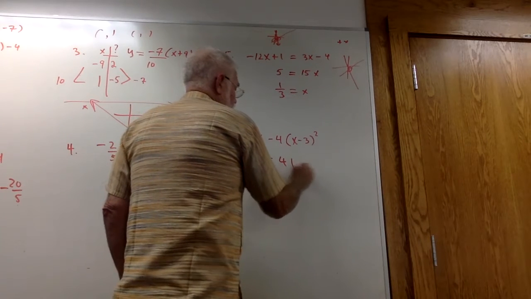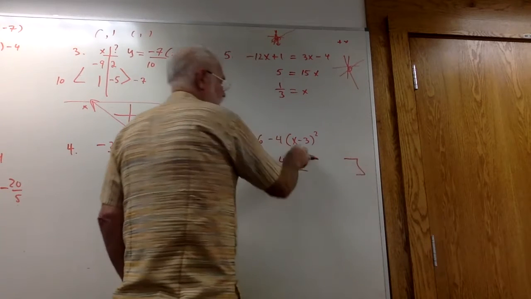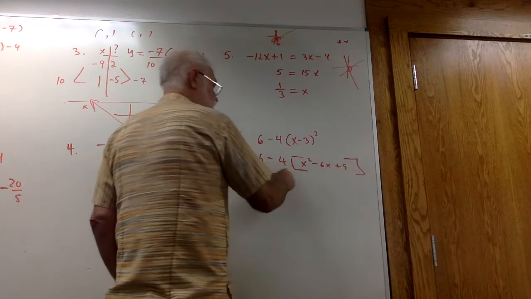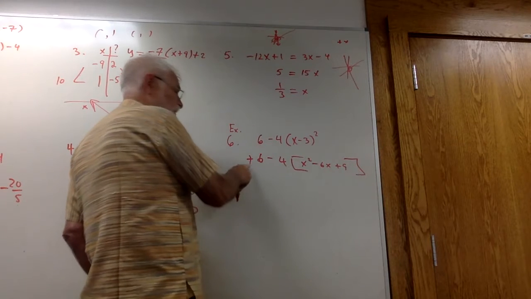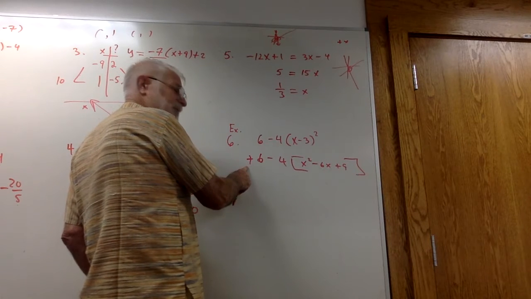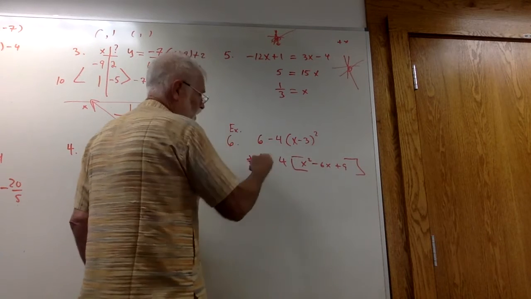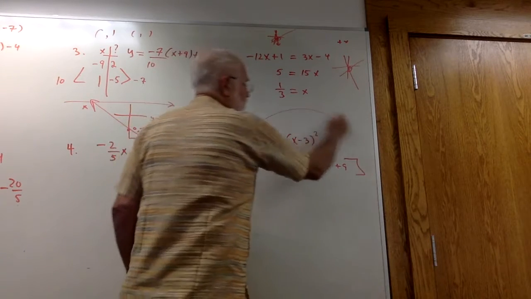6 minus 4, we've practiced this immensely. x squared minus 6x plus 9. Multiplication before addition of 6. There's no reason to put the plus sign here, but it's a positive 6, which means we're adding 6. So we might as well put it at the other side over here.